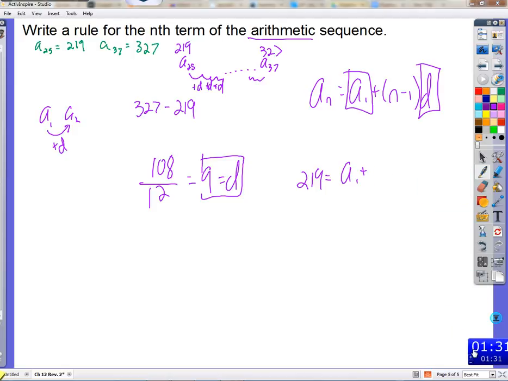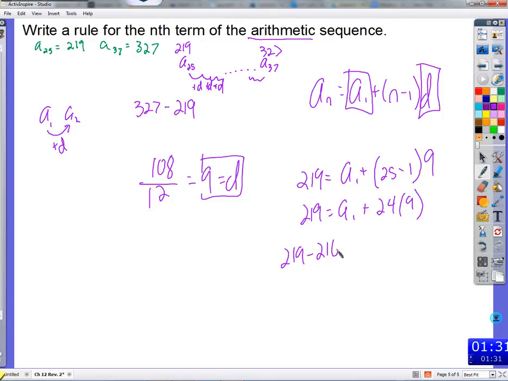plus what? n is 25 for 219, minus 1, times d, which we know is 9. So 219 equals a sub 1 plus 24 times 9. Just solve for a sub 1 here, subtracting 24 times 9 equals 216. That leaves us with 3. A sub n equals a sub 1, which you just found to be 3, plus n minus 1 times d, which is 9. Any questions?